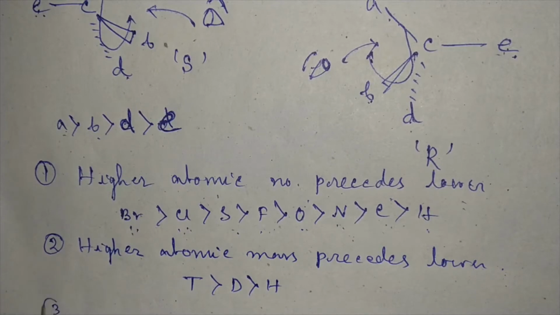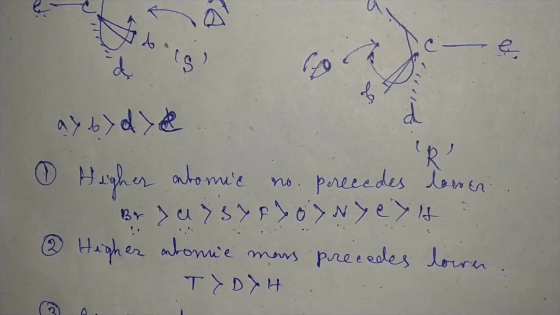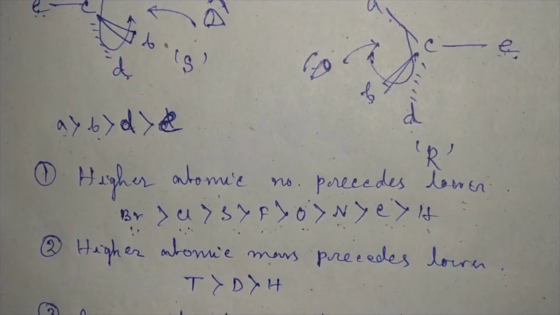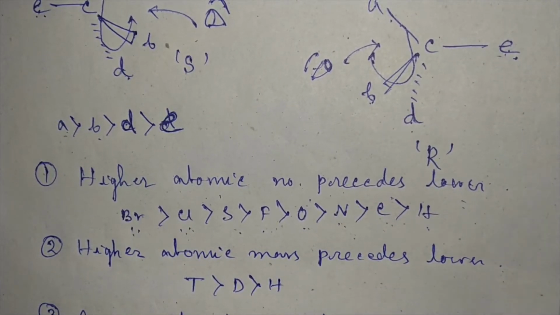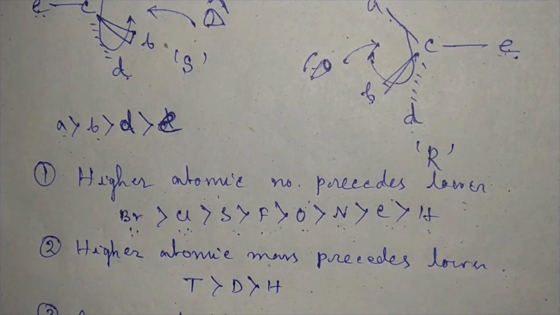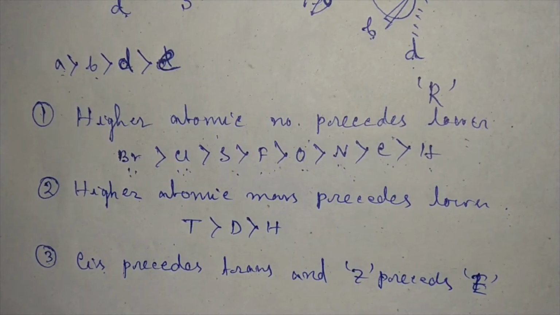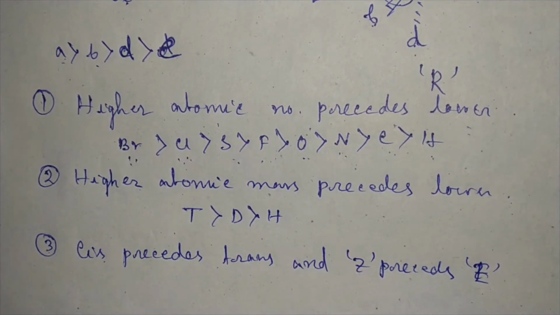Rule number 3, cis precedes trans and Z precedes E. EZ configuration, we will discuss it in another video. So for your information, I am telling these 5 rules.